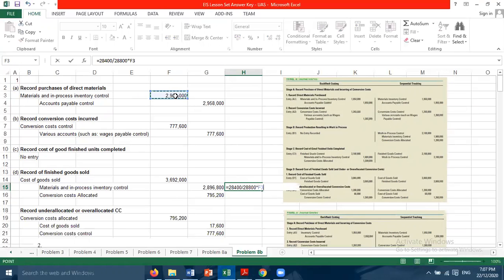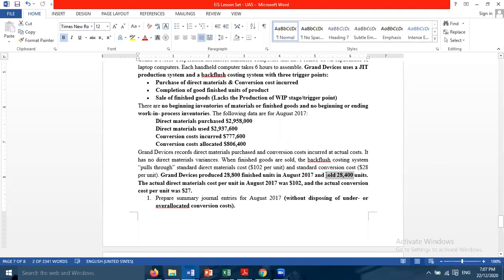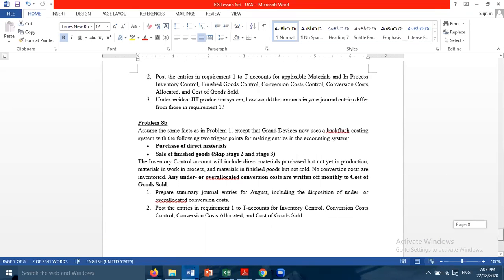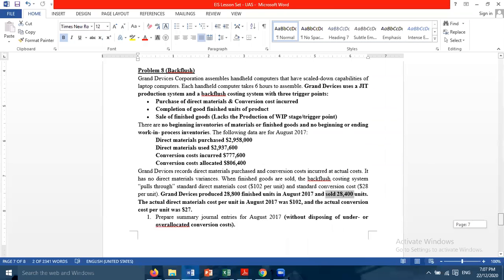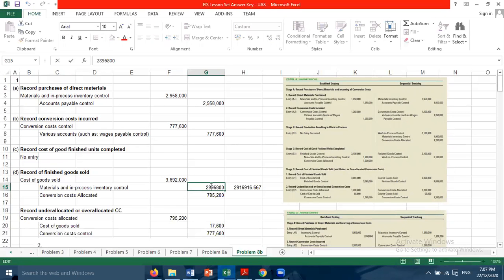Multiplied this. Yeah, this is a bit different, sorry. Transaction process. Is there a question? Yeah. Okay. Since this one is actual direct 102. Okay. Sorry. In principle, it should be like that. So this should be 291,000. Then the conversion cost allocated, it's also the same thing. So all we need to do is just here.